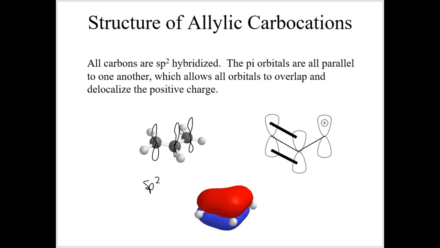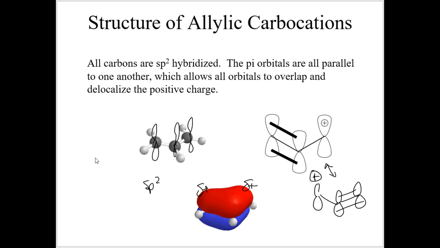And so what happens is, if they can all overlap in the resonance hybrid, this is just one of the two resonance structures. The other one would look like this, where I would have the positive charge here, and I would have the double bond there. So these are my two resonance structures. And what would really happen is we would delocalize all of the p orbitals, and we would have delta positive charges on each of the two carbons, and then partial double bonds between the carbon-carbon bonds. So allylic carbocations are stabilized by resonance.